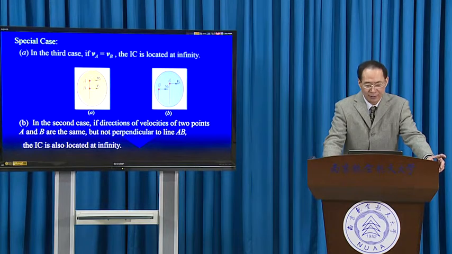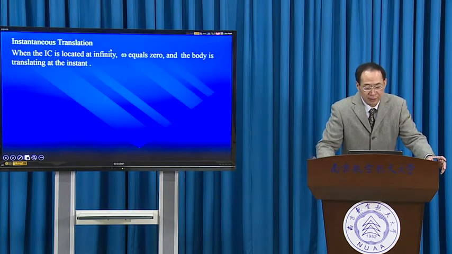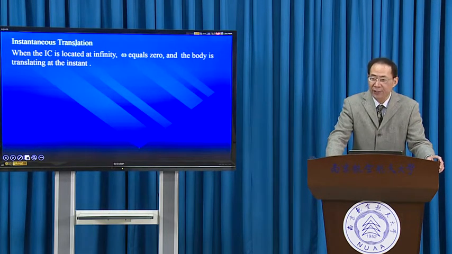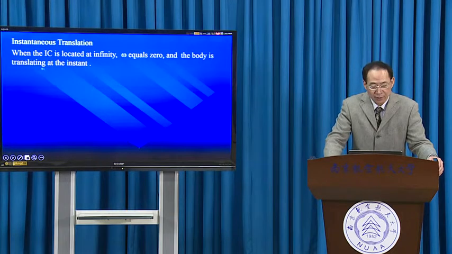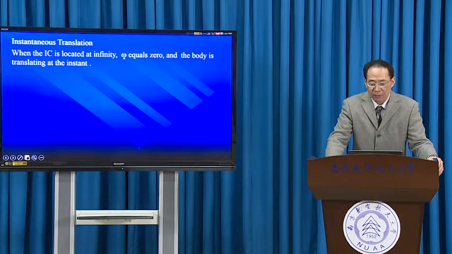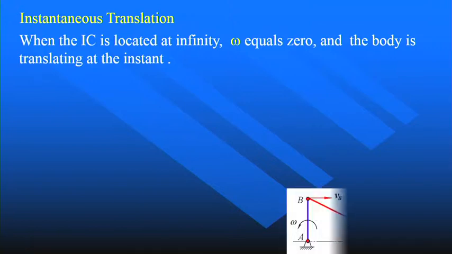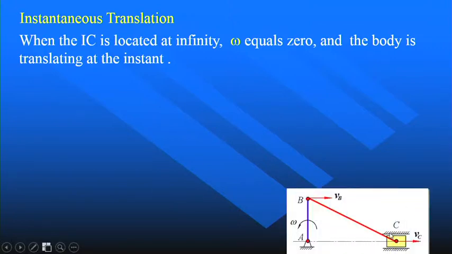The IC is also located at infinity. Now this is the meaning called instantaneous translation. When the IC is located at infinity, omega will be equal to 0, and the body is translating at the instant. So we call this state instantaneous translation. Here is an example.